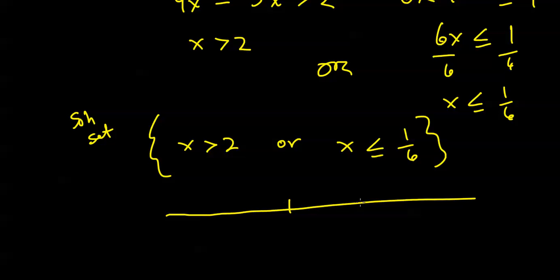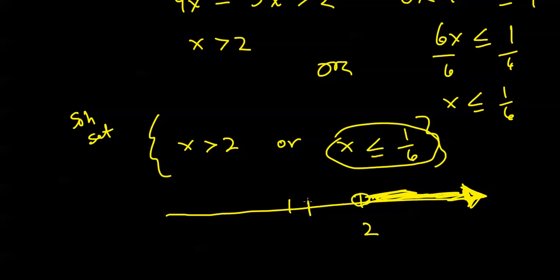X is greater than 2. Well, 2 is here. Greater than 2 is to the right of 2. So in my graph, I'll shade in all values to the right of 2 all the way to positive infinity. X is less than or equal to 1/6. Well, 1/6, I'm going to put, well, it's on the right side of 0. It's a positive number. I'll put it right here. And less than or equal to means the boundary value of 1/6 is going to be included. And hence I'll shade in everything to the left. Less than means to the left of on the number line. So there's my solution set, and there's my graph.